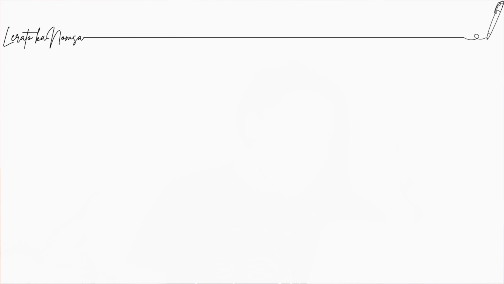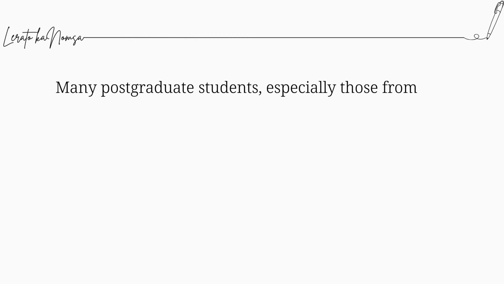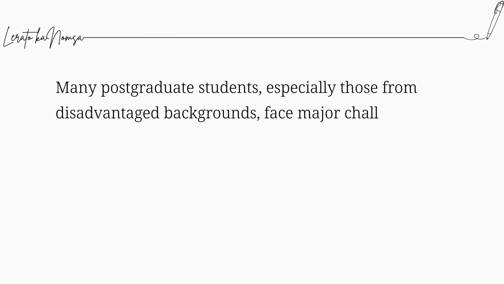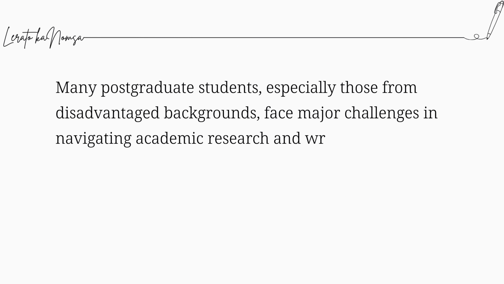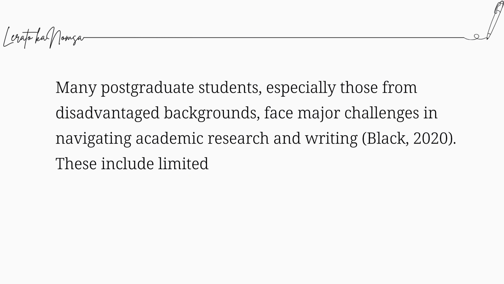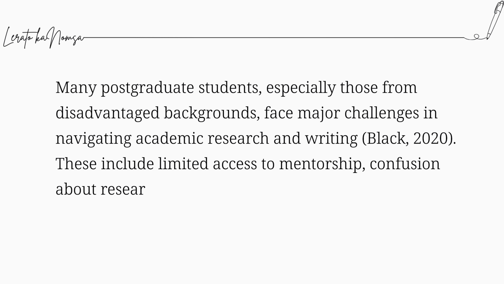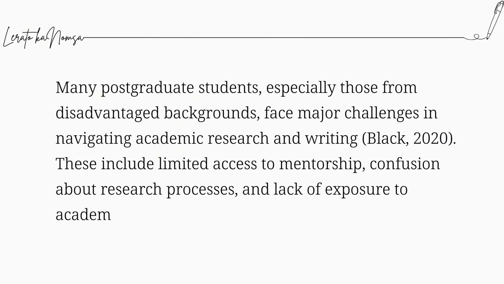So the example that we can use here is: many postgraduate students, especially those from disadvantaged backgrounds, face major challenges in navigating academic research and writing. These include limited access to mentorship, confusion about research processes, and lack of exposure to academic tools like referencing software or literature review strategies.